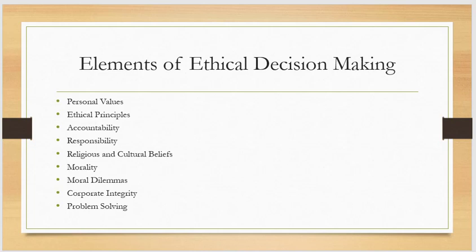So, what are some of the elements that go into ethical decision making? The things that influence our ethical decisions. Personal values, which can also be called personal tenets, opinions, principles, or beliefs that we hold to be true. Ethical principles, which we'll talk about next. Accountability, which we talked about a bit last week. This is being responsible for your actions. And just remember, responsibility is the role, and accountability is the action. Religious and cultural beliefs. Morality, which is strongly tied to ethics.